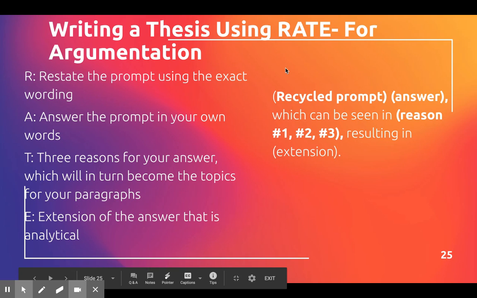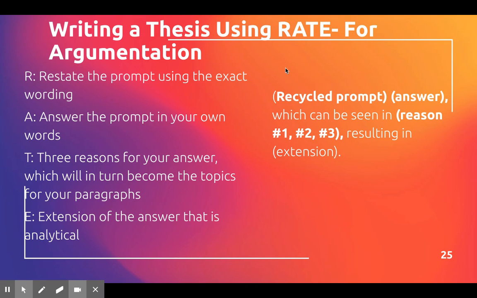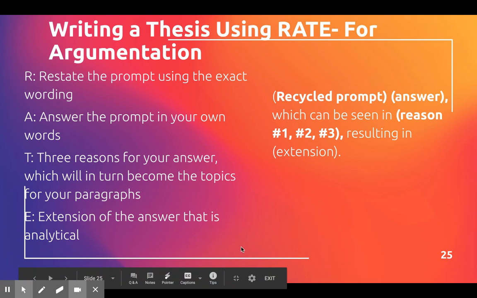Most of the essays that you're going to be writing, or just the exit tickets, are going to be in the form of argumentation. Because history is a lot of corroboration and telling me why you think this is true based on the evidence that you have, it is a lot of argumentation, which is why I'm going to start off with this, because it is going to be the most common type of question that you answer. So RATE stands for restate, answer, three reasons, and extension.